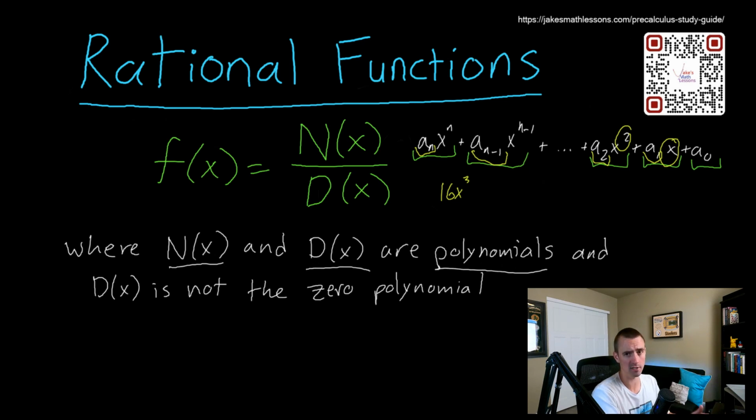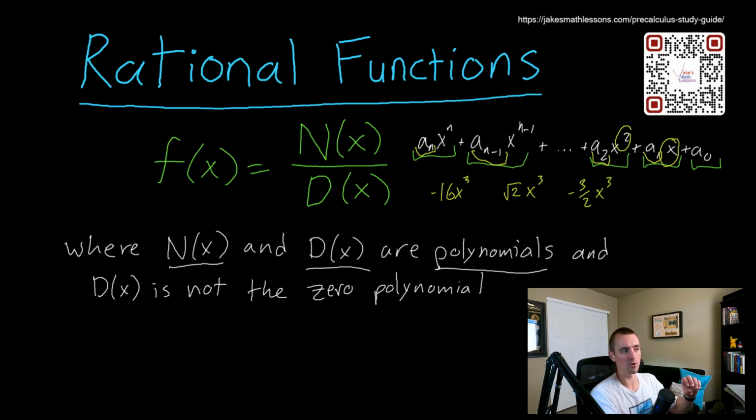So it just has to be a positive whole number power, okay? The coefficient doesn't just have to be a positive whole number, right? We could have negative 16x cubed. We could have the square root of 2x cubed. We could have negative 3 halves x cubed, right? These are all terms that could be in a polynomial, as long as it's just some number times x raised to a positive whole number power.